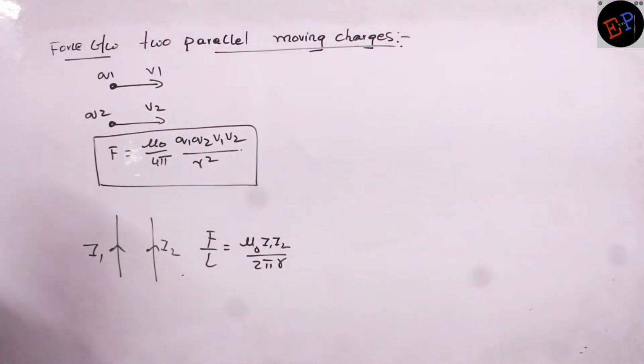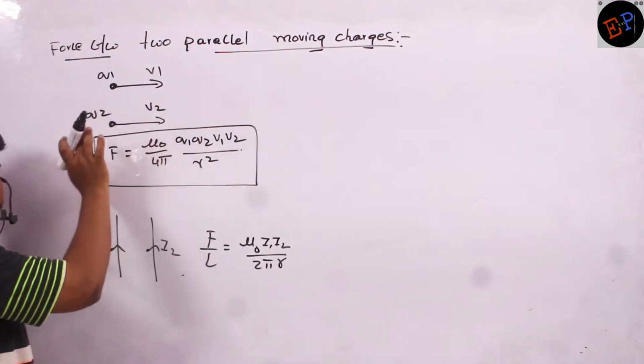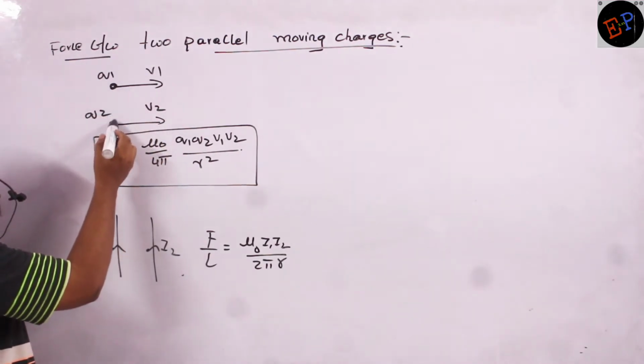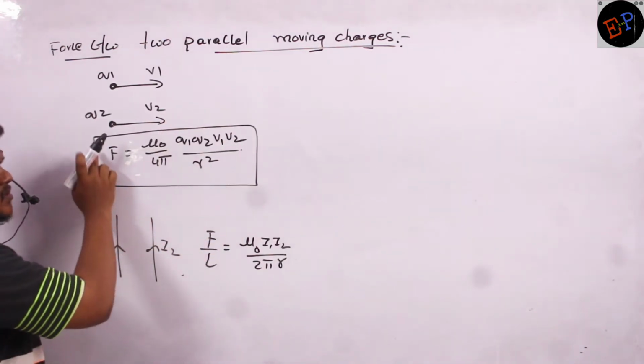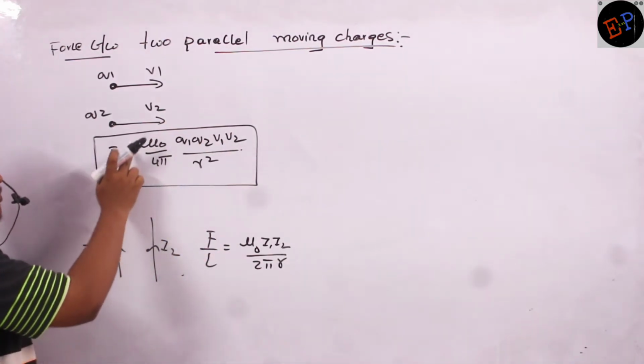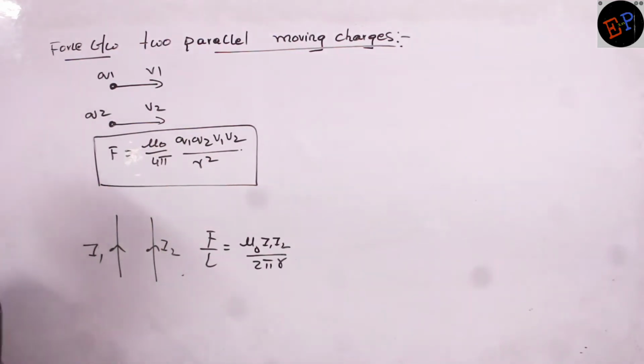Now, instead of current carrying conductors, if I consider only point charges, this is one charge, this is another charge moving with velocities v1, v2, then the force existing between them is given by this equation. Clear, ma'am? So mu naught by 4 pi q1 q2 v1 v2 divided by r square. Are you able to understand?